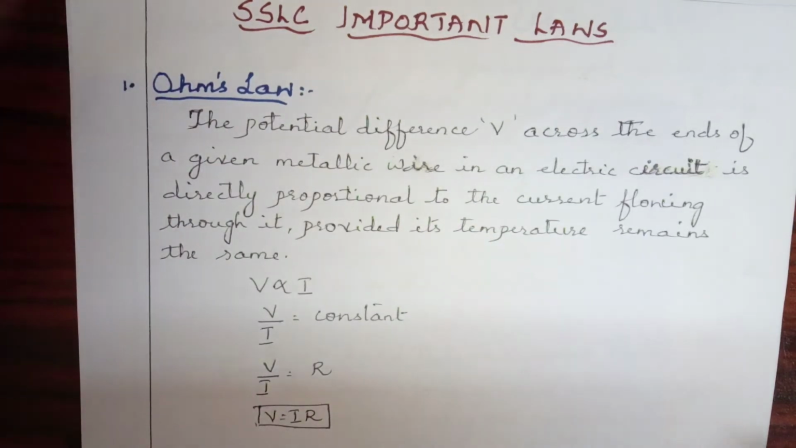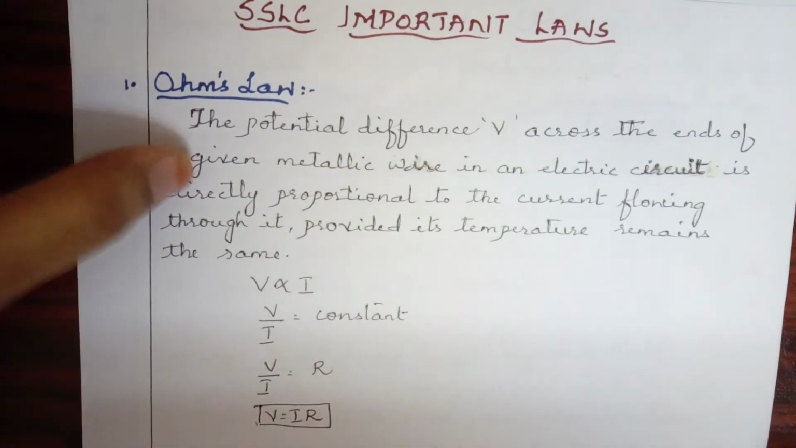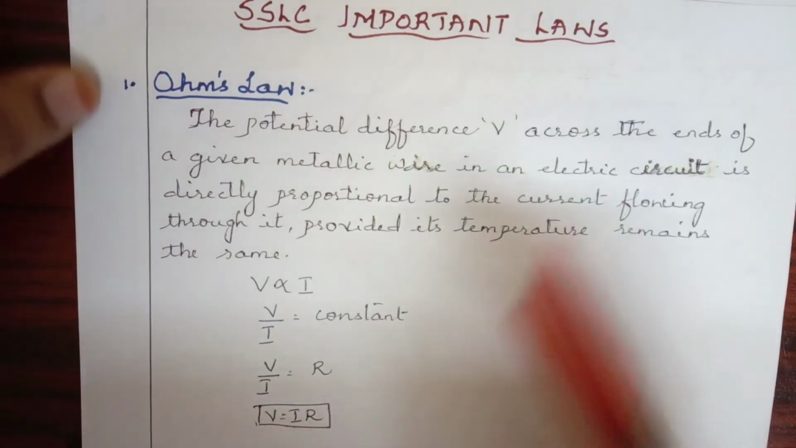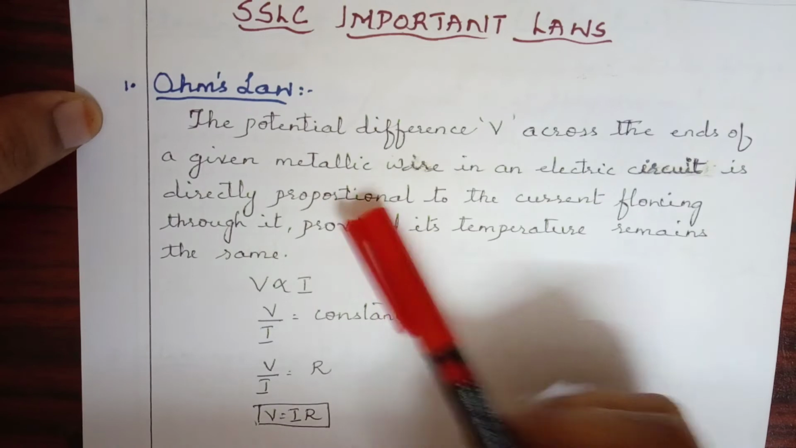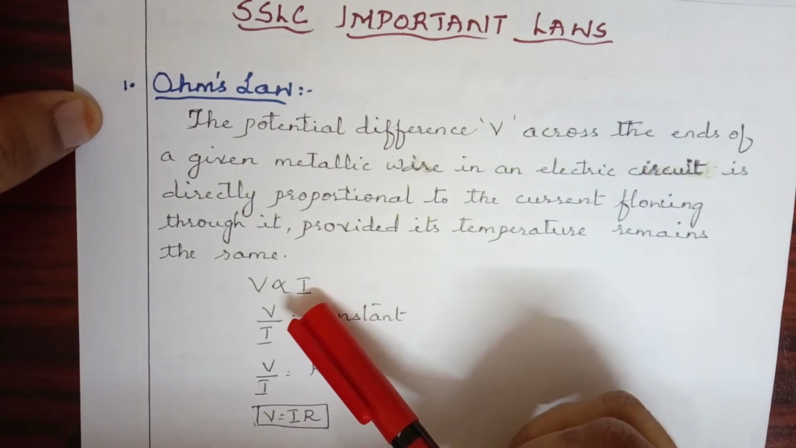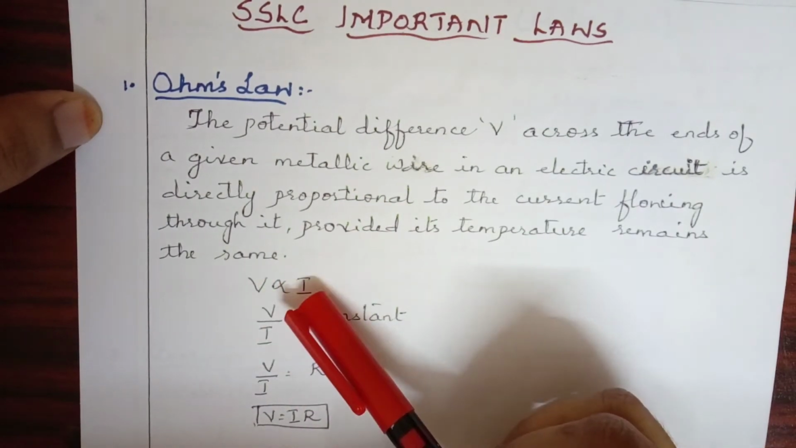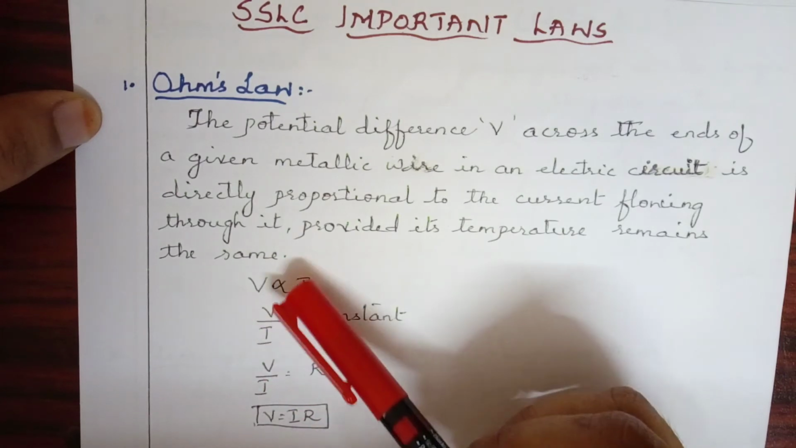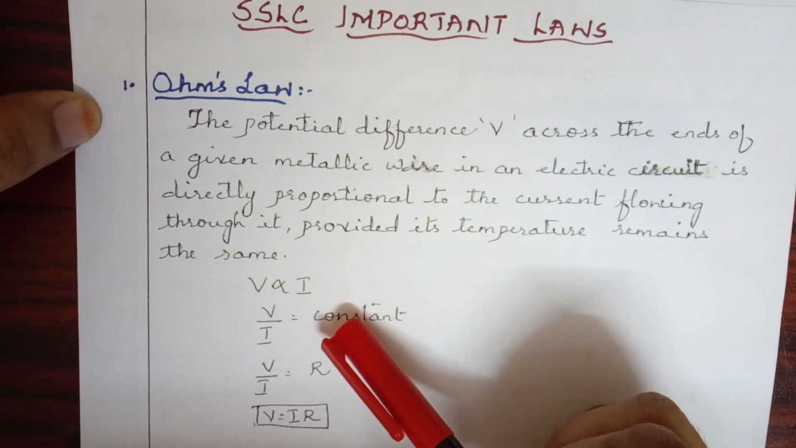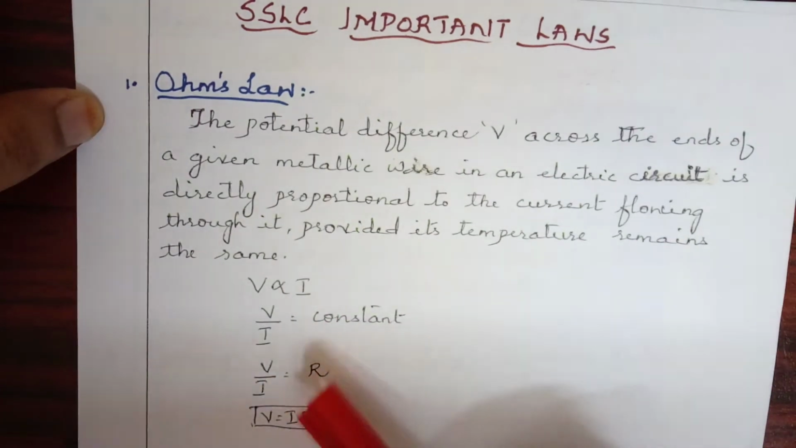The law is easily available to you in your textbook. The same law I have copied down over here. According to the law, potential difference is directly proportional to the current flowing through it. So V is directly proportional to I. If I remove the proportional sign and put an equal sign, I have to deal with a constant, that is nothing but R over here.